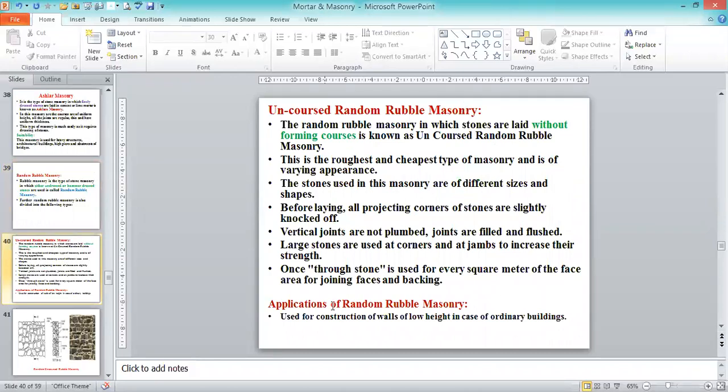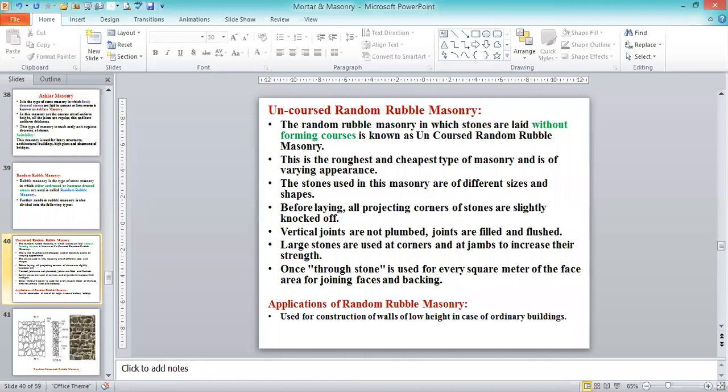Here we construct walls of low height. In the case of ordinary buildings, uncoursed is used. The random rubble masonry in which stones are laid without forming courses is known as uncoursed random rubble masonry. This is the roughest and cheapest type of masonry and is of varying appearance. Different sizes and shapes of stones are used in the construction of uncoursed random rubble masonry.